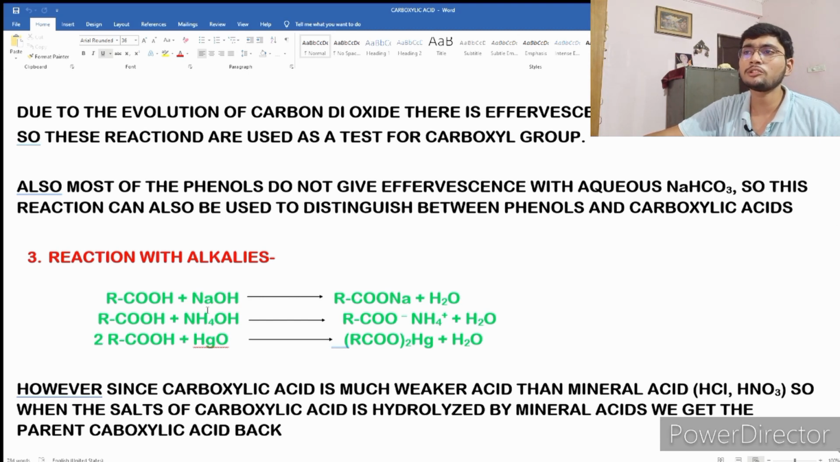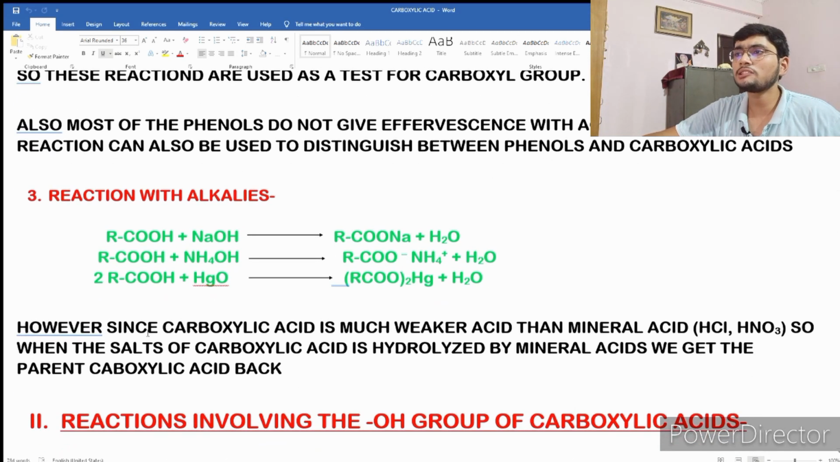Similarly, if we take ammonium hydroxide and react, we will get an ammonium salt and water. Similarly, if we react with mercuric oxide, we will get a mercuric salt of carboxylic acid and water will get evolved. Now, however, since carboxylic acid is a much weaker acid than mineral acids like hydrochloric acid, nitric acid, sulfuric acid, when the salts of carboxylic acid are hydrolyzed by mineral acid, we get the parent carboxylic acid back.